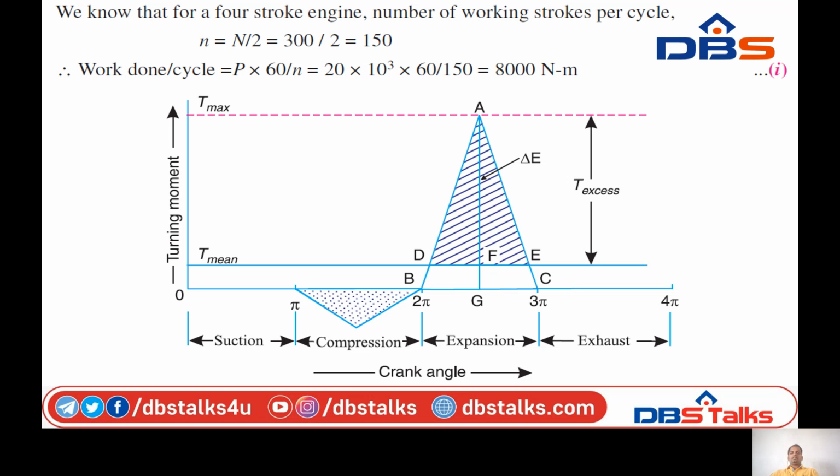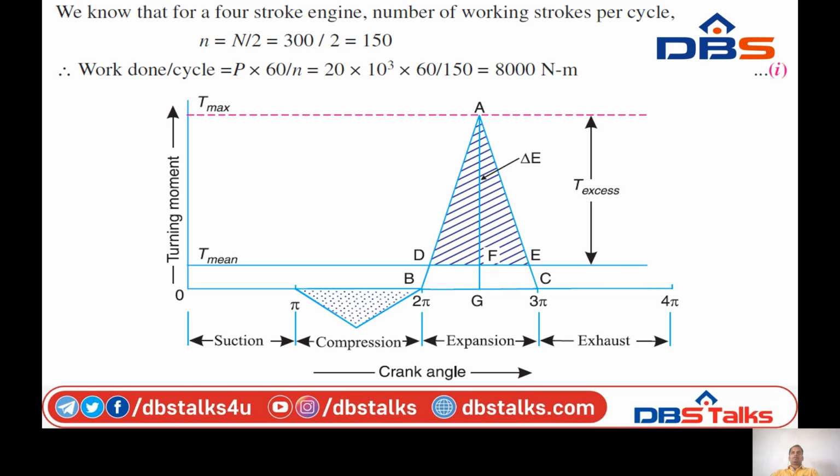But we have to differentiate how much of the crank angle is for the suction, compression, expansion and exhaust. So just draw a graph with a vertical axis and a horizontal axis. The vertical axis is the turning torque, torque at the maximum, and the horizontal axis is the crank angle. We know that for the four-stroke engine, the number of working strokes per cycle is n equals half of the speed, that is n equals 300 by 2, 150.